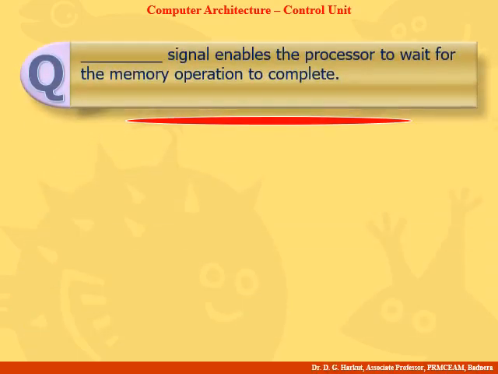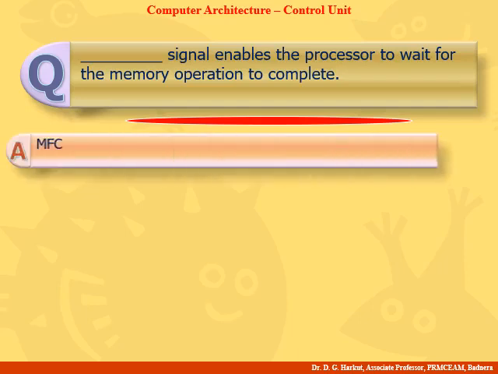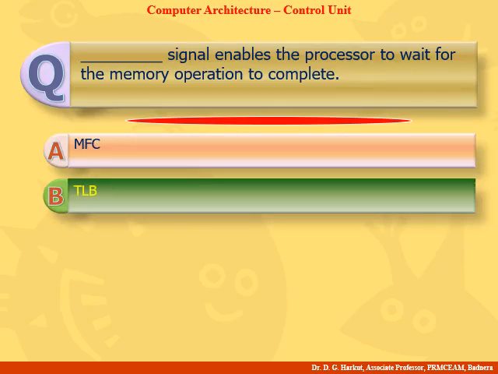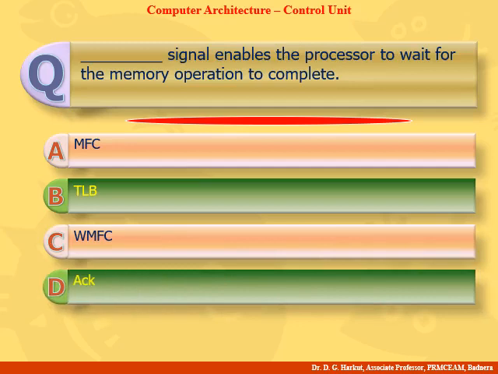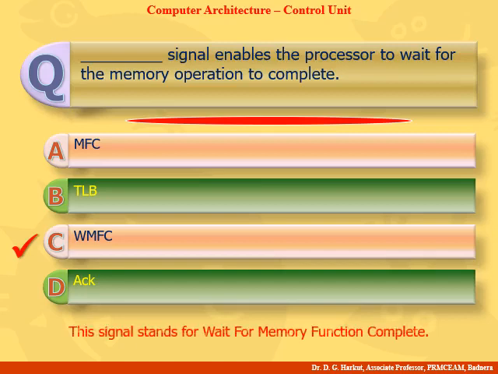Next, which signal enables the processor to wait for memory operation to complete? You need to identify the signal which enables the processor to wait for memory operation to complete. Options are MFC, TLB, WMFC, acknowledgement. Right answer would be WMFC. Here, the WMFC stands for Wait for Memory Function Complete.